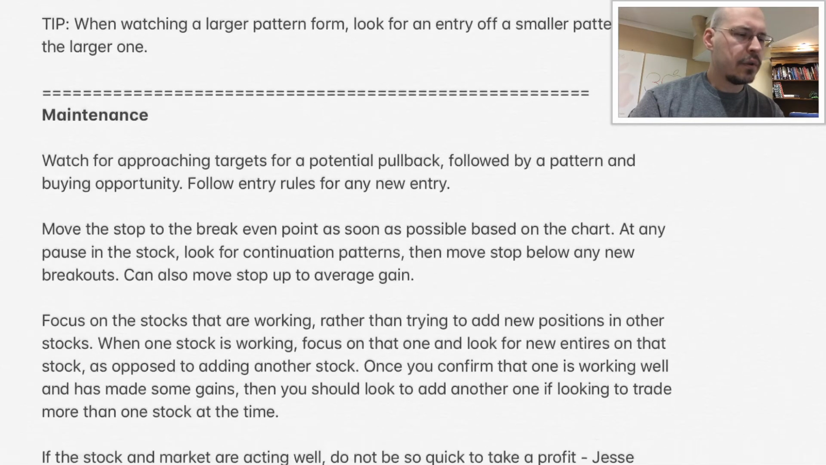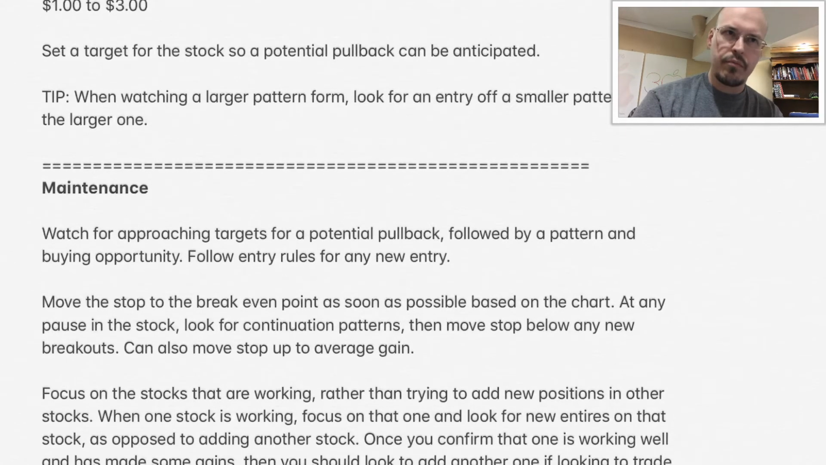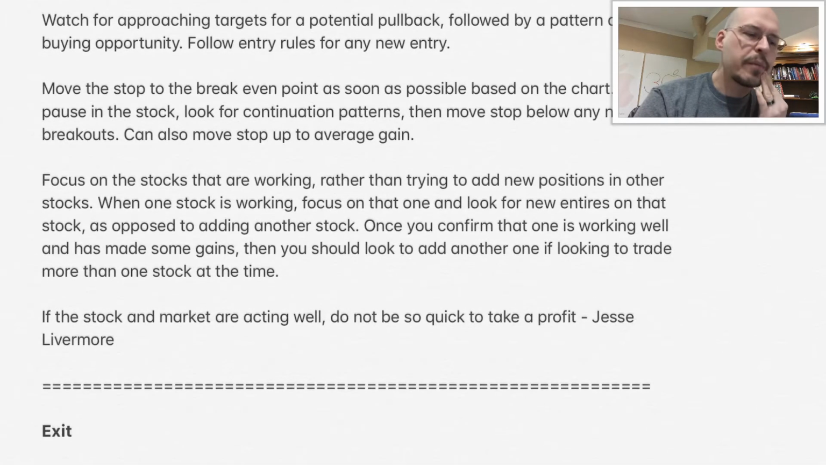So sometimes I will enter off a smaller pattern that forms inside of a bigger pattern. I don't really like to do that. I look at that sometimes. Maintenance, this is once I'm in a trade, as I said, I would enter and then set a stop about $2 below. As the price begins to move away, I set the stop to break even, and then I just let it go.